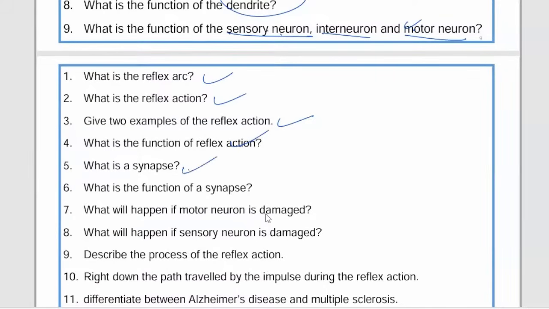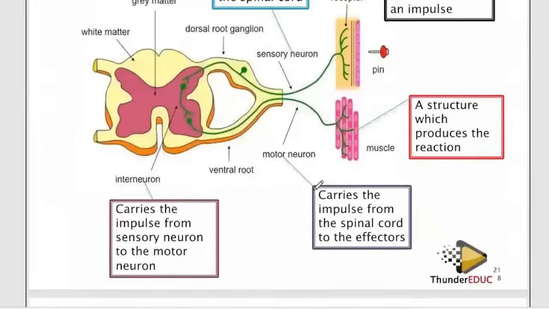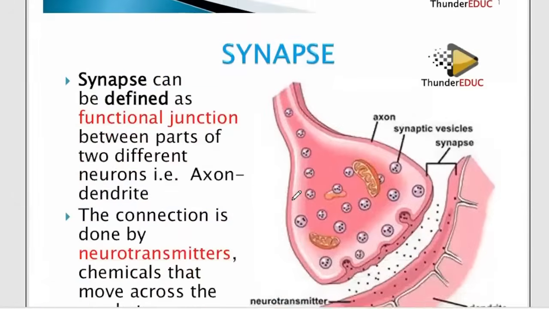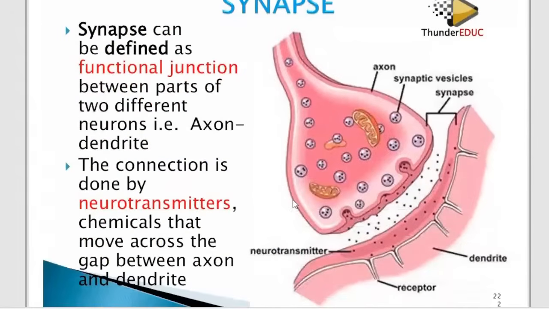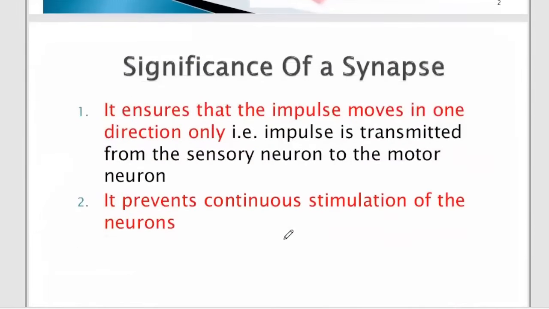What is the synapse? It is a junction between two or more neurons. We talked about it. What is the function of the synapse? It protects the body from further harm? No. The function of the synapse is to allow impulse to move in one direction. It allows impulse to move in one direction, and also it is a junction between two or more neurons.